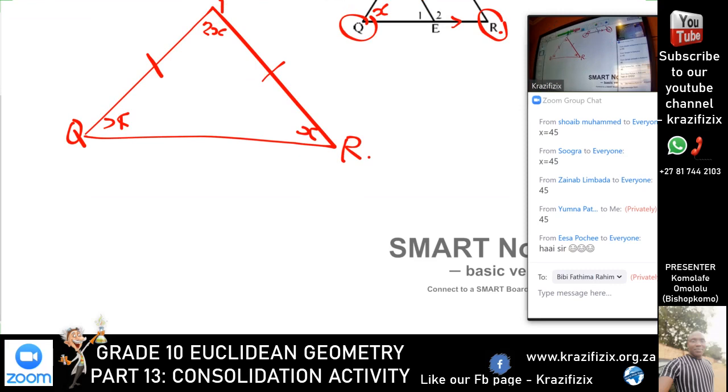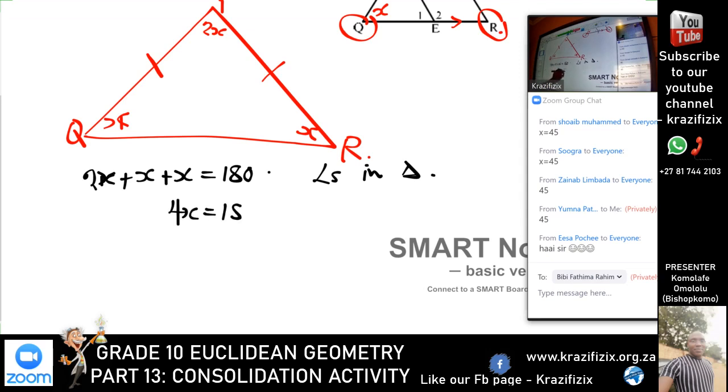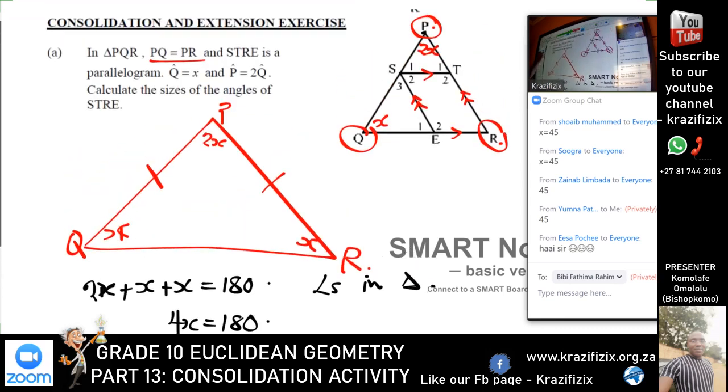Somebody's asking, how did we get 45? We can then say 2x plus x would be equal to what? 180. And what is that? Angles in what? Remember reasons? Angles in a triangle. Therefore 4x would be equal to 180, and x will be 45 degrees. Beautiful. So already we have 45 degrees.